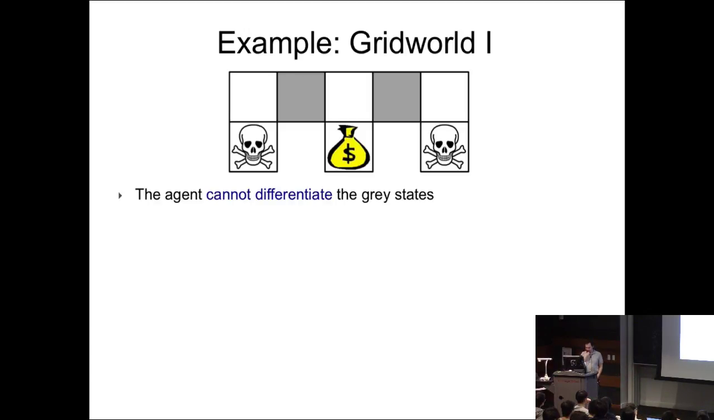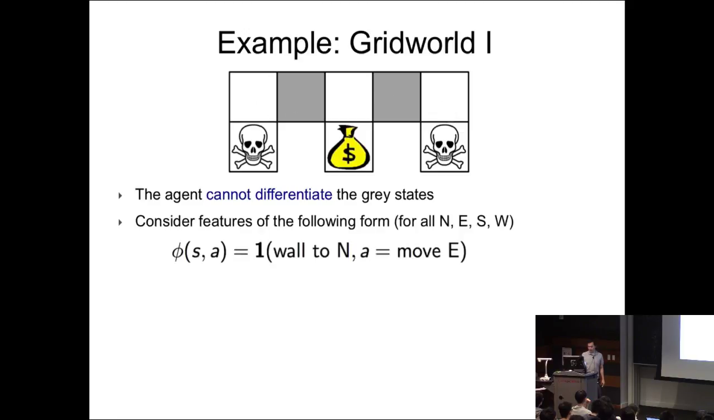This is an example of a grid world. And let's say that in this particular setting, the agent cannot differentiate between the gray states. So imagine that if you were in this location or in this location, you don't really know which one you're in. If you're in this location, you look here, you see the wall here. You're in this location, you see the wall here. So from your perspective, these two locations look identical. And let's say you can consider features of the form, is there a wall to the north, then you move to the east, or something like that.